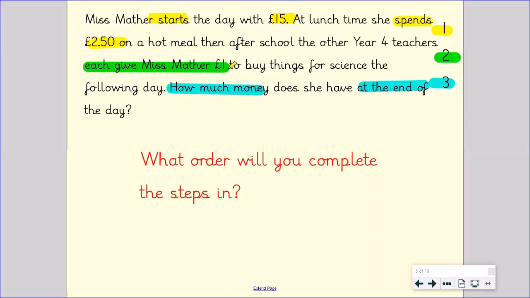Then I'm going to find out how much she'll have once she's been given £1 from each of the other Year 4 teachers. And then finally, I'll have what she has at the end of the day.